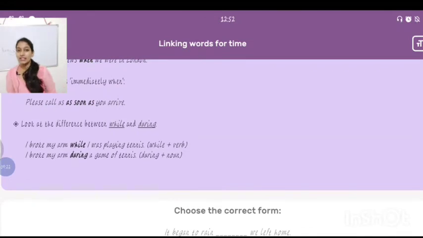Looking at the difference between while and during. I broke my arm while I was playing tennis. तो जब आपको while यूज करना है तो उसके साथ आपको verb यूज करना है. I broke my arm during a game of tennis. तो during के साथ noun लगता है. So this is the difference between while and during.